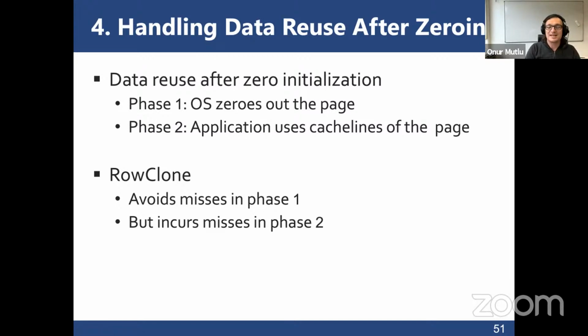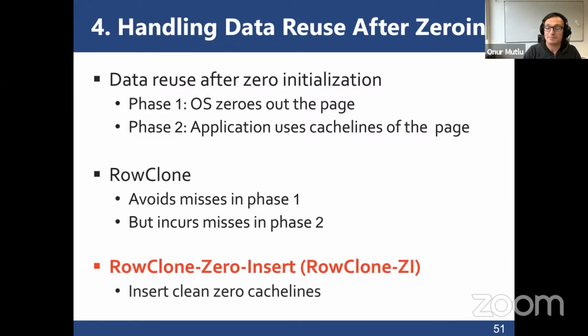And the paper has a small fix to this problem, which actually is quite practical and effective, which is called RowClone Zero Insert, RowClone ZI. Whenever you're copying data inside the DRAM, you also insert zero cache lines into the cache. So for example, if you're updating a 4 kilobyte page and zeroing it, also write zeros to the cache lines associated with that page inside the last level cache, for example.